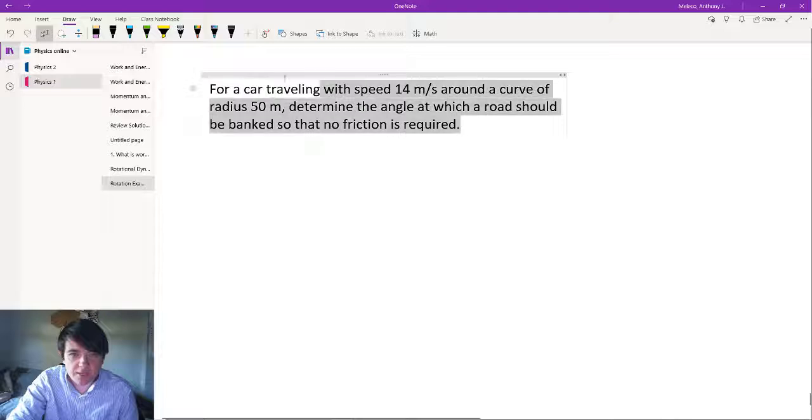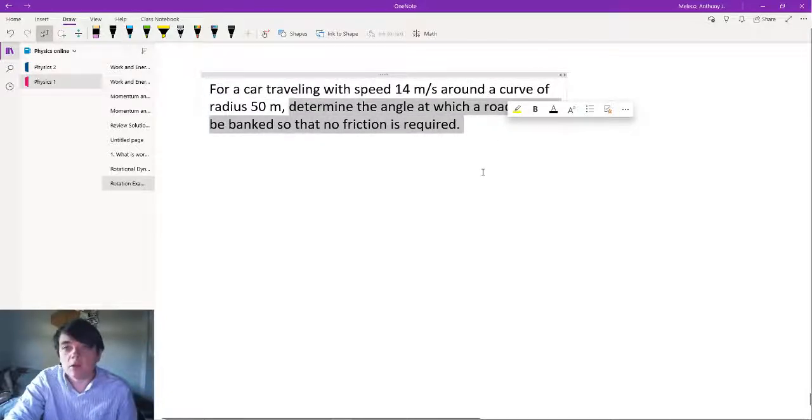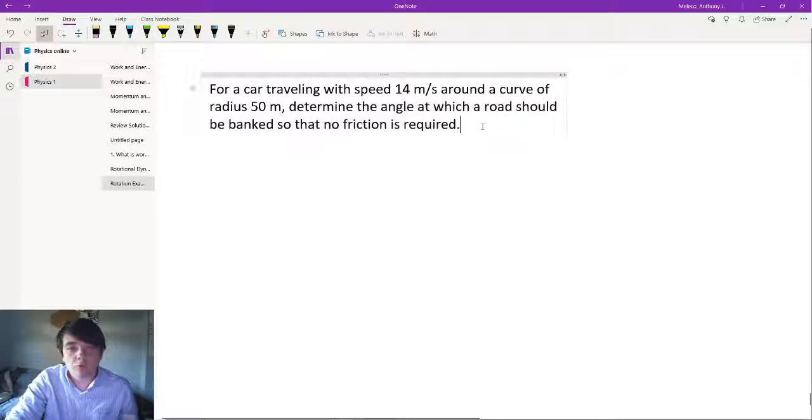Okay, so this example actually is going to use normal force. There's a version of this that uses static friction as well, but let's look at this one. So for a car traveling with a speed of 14 meters per second around a curve of radius 50 meters, we want to determine the angle at which a road should be banked so that no friction is required.